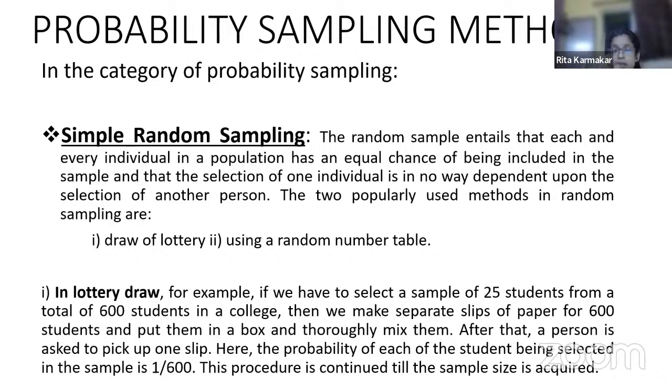Every element in that population, all 6 names, is there. Every individual getting selected in the sample is independent, and there should not be any kind of bias while drawing the samples. It is completely independent, right? And this is one method, the lottery draw.